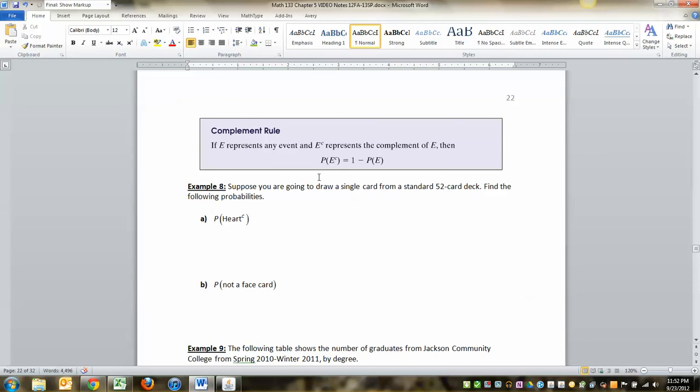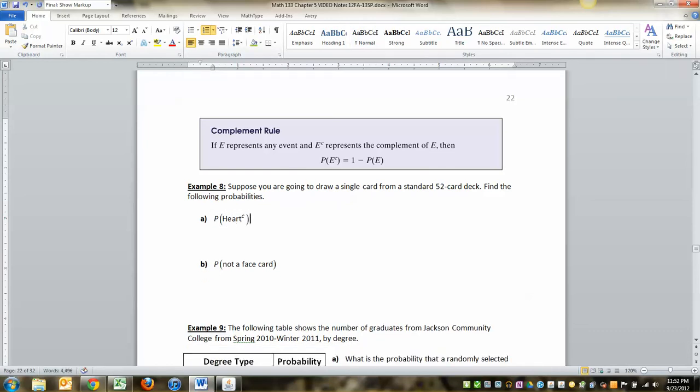So if an event E and its complement comprise a sample space, that means that their probabilities have to add up to 1. So if you want the probability of the complement, you just take the probability of the event from 1 and vice versa. It looks more complicated than it actually is, believe it or not. I swear. I would not lie to you.